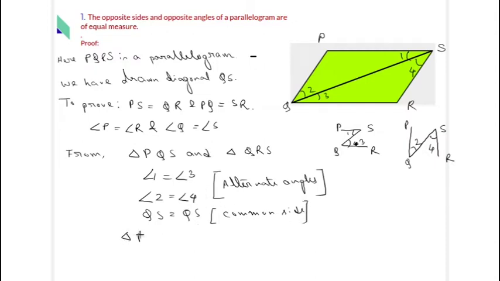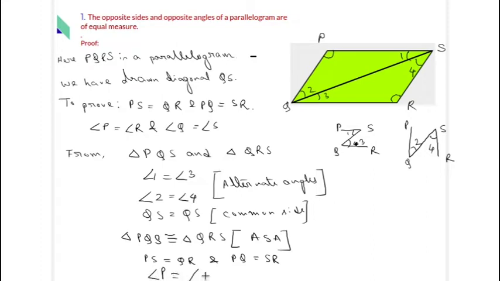Okay, now from this what will we get? We will get triangle PQS is congruent to triangle QRS according to which rule? ASA congruency rule. Now if 2 triangles are congruent, that means their corresponding parts are equal. So from here we can write, therefore PS is equal to QR and PQ is equal to SR, and we can also write that corresponding parts means corresponding angles are also equal, that means angle P is equal to angle R.